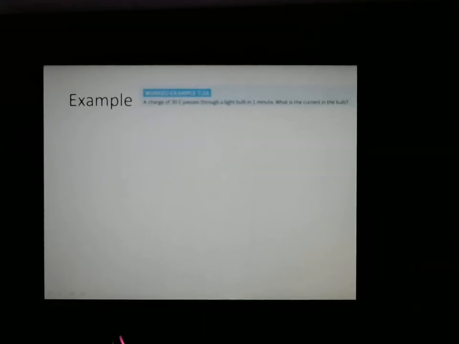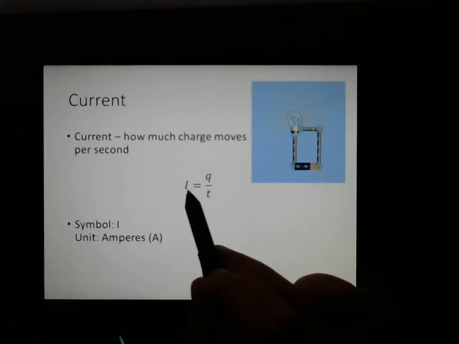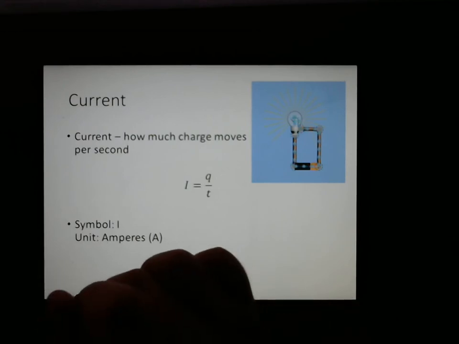Here's our first example from Chapter 7.2. There is one in Chapter 7.1, but as I said, I'll leave you to have a look at that. And we have here a charge of 30 coulomb passes through a light bulb in 1 minute. What is the current in the bulb? So if we pop back to our equation here, we have our current, our charge, and our time.